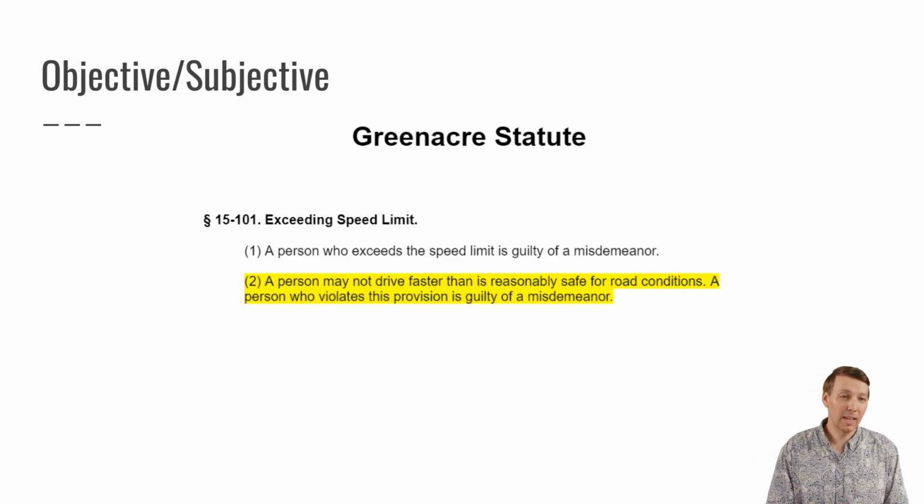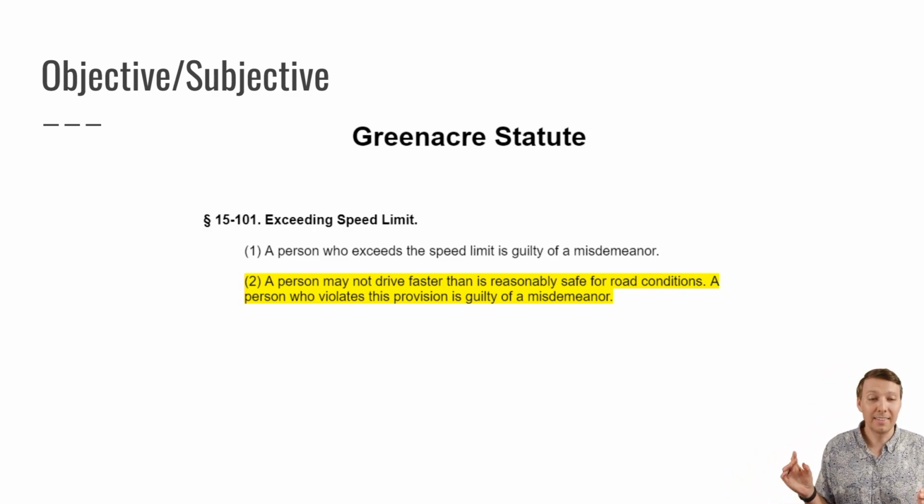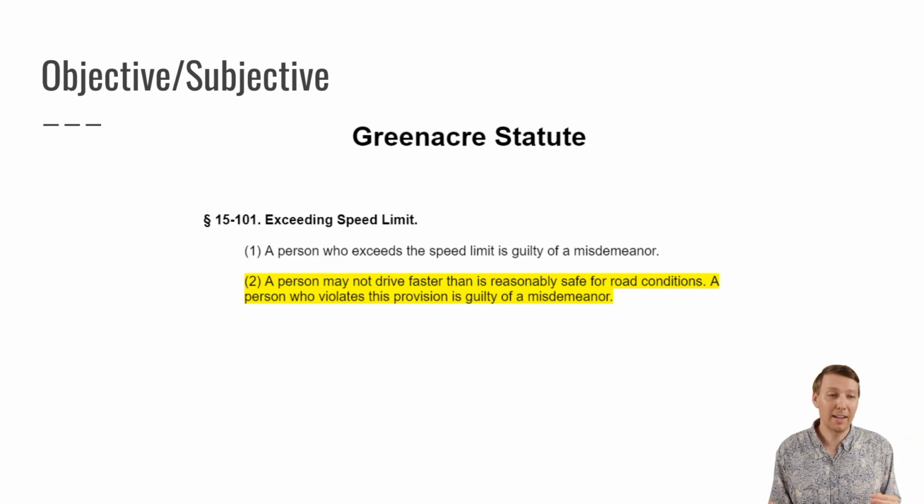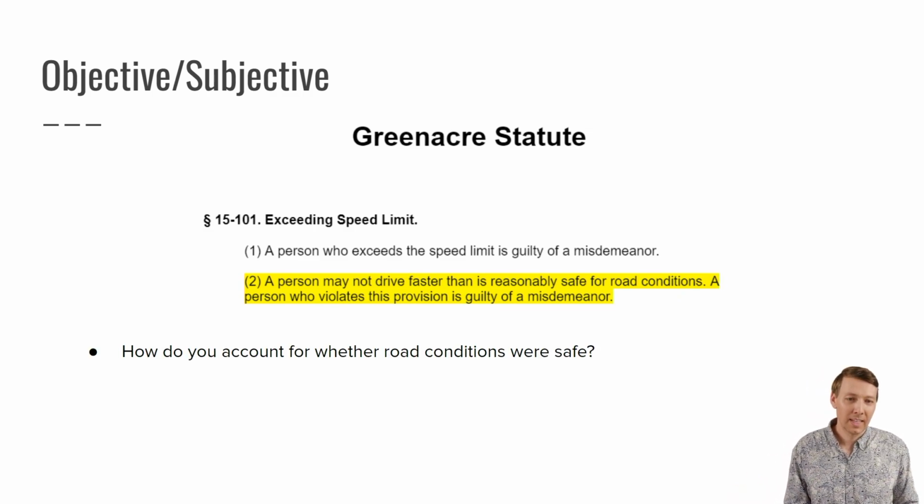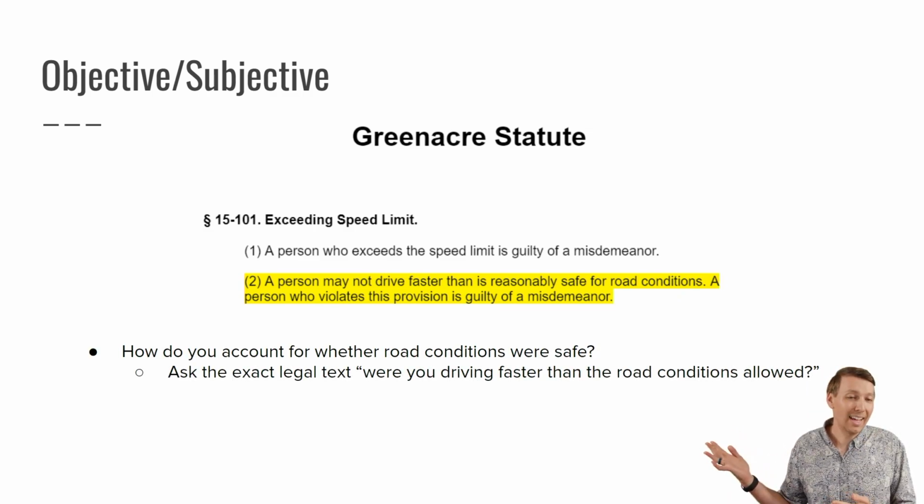But if we take a look at the rest of the Greenacre statute, there is a provision found in many state traffic statutes that says that a person may not drive faster than is reasonably safe for road conditions. And a person who violates this is guilty of a misdemeanor. Well, what is reasonably safe road conditions? And how would you get this information? So one option is to ask, were you driving faster than road conditions allowed?